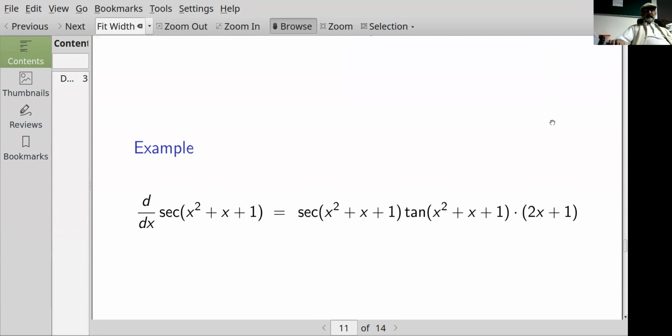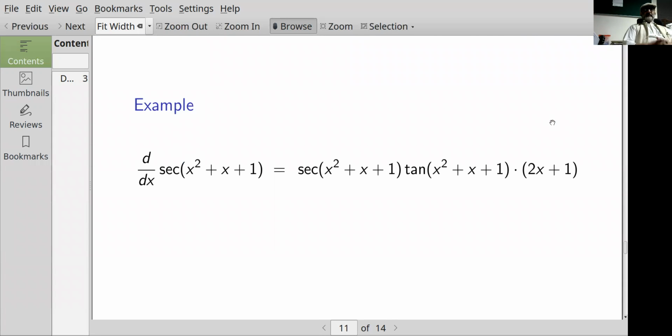Now let's do an example. The derivative with respect to x of the secant of x squared plus x plus 1. What's the derivative of secant of x? It's secant of x tangent of x. You have an inner function which is a function of x, so you are going to have to do the chain rule. So the derivative of the secant of something is secant of something times tangent of something times the derivative of something. The something was x squared plus x plus 1, so times 2x plus 1.